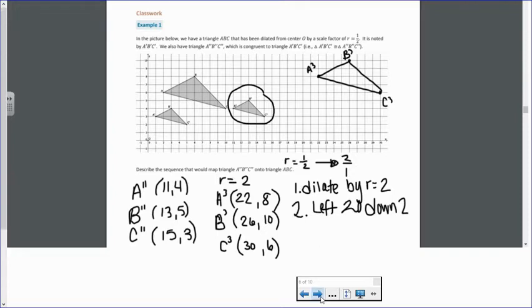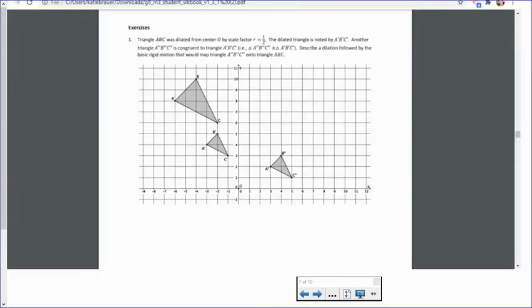Okay, so now we're doing this one. So read through the problem really quick. Okay, triangle ABC was dilated from center 0.